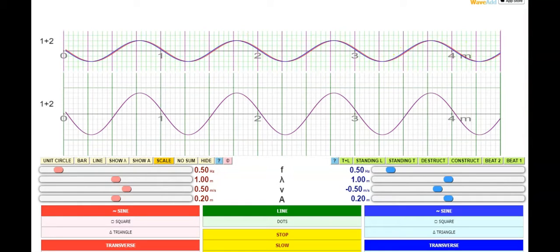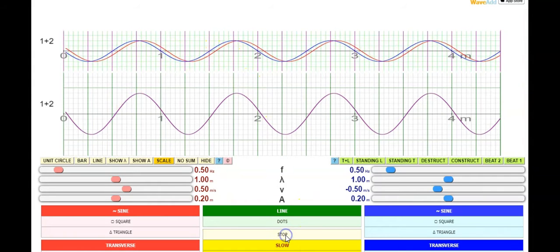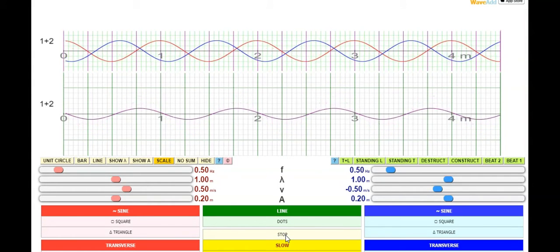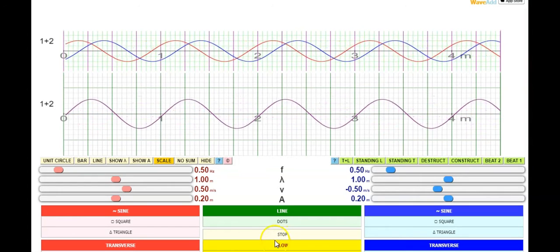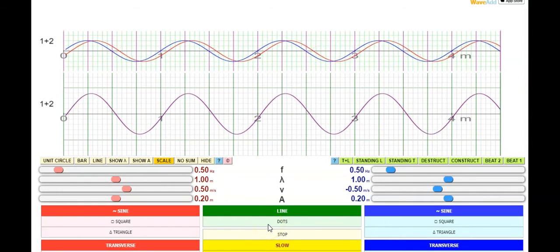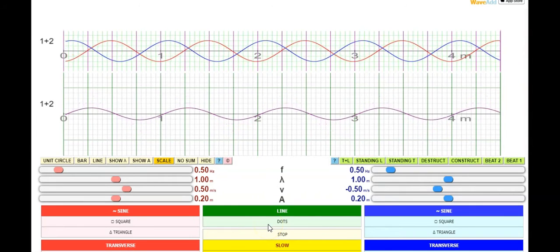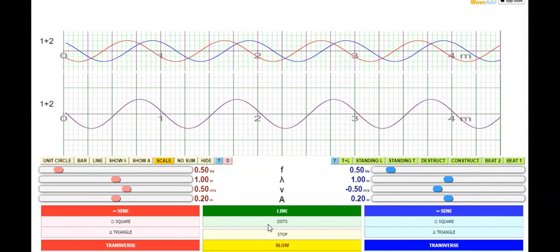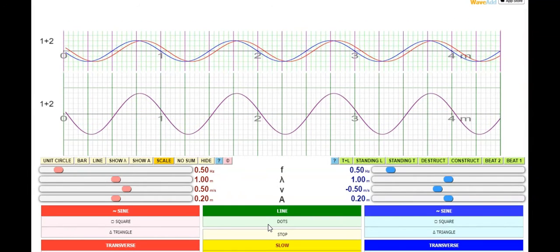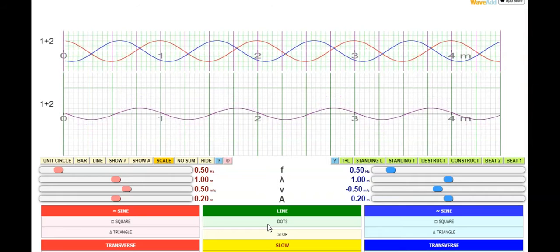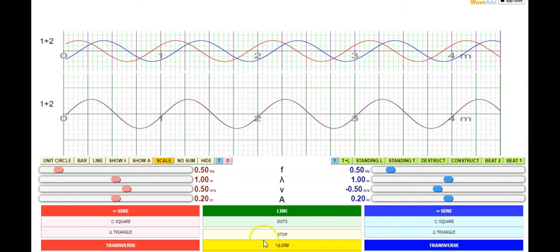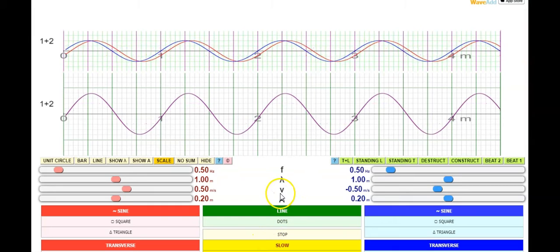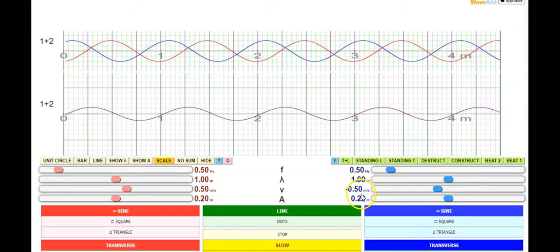We're going to run the simulation very slowly, and you'll see the purple wave change because it is the sum of the two waves above it. Let's take a look at what happens. Notice as the two waves pass each other, the purple wave begins to oscillate up and down. It doesn't look like it's moving to the side like the red and blue waves are. It's only moving up and down. That's because these waves have equivalent frequencies, wavelengths, and amplitudes, and in fact, their velocities are equal but opposite.